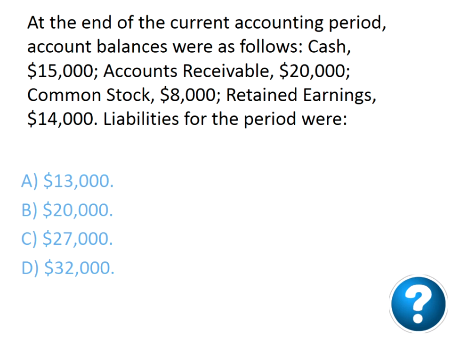Okay, now we have my favorite kind of problem. Now we're into numbers. Okay, so get ready to do a little calculation here. At the end of the current accounting period, account balances were as follows. Cash $15,000, accounts receivable $20,000, common stock, 8,000. Retained earnings, 14. What were liabilities for the period? So I'm going to give you all a minute. It's going to be quiet for a minute, and then I'm going to walk around and put you on the spot. So have a number.